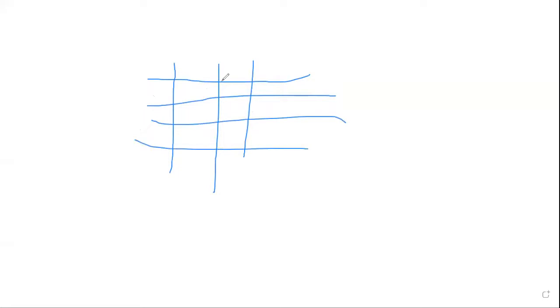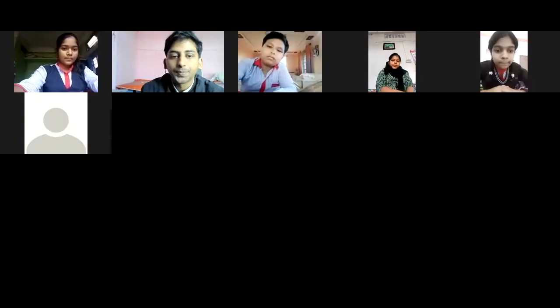So from here you can take out the longitude and latitude. This is the longitude and this is the latitude. This longitude and latitude help us to find the distance. So together they help us to locate the places.